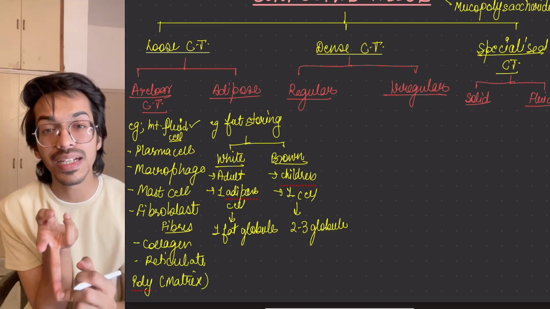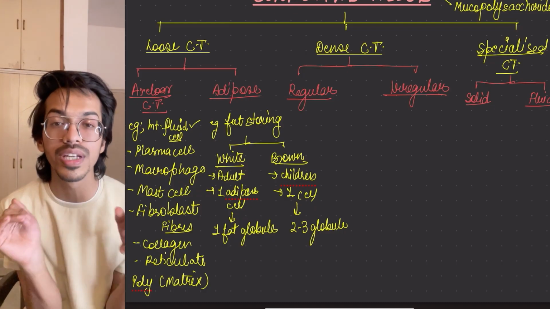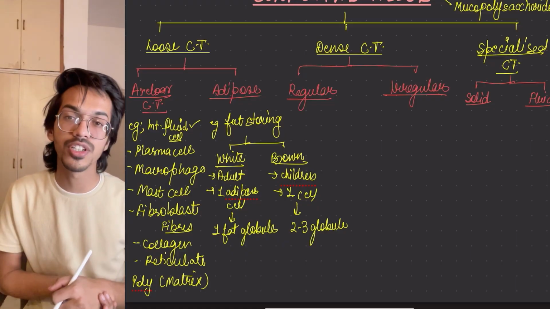It is present in the hibernating frog. It is present in the blubber of the penguins. It is present in the subcutaneous layer of the polar bear. Everywhere it is present. Moving on to the regular connective tissue.